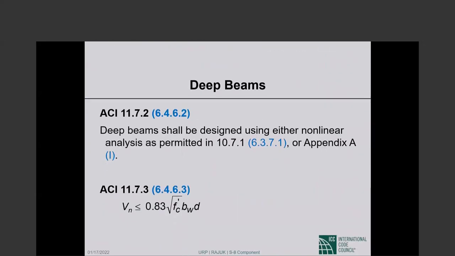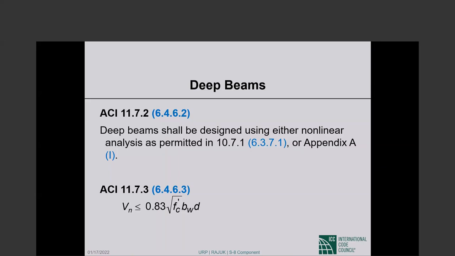Deep beams shall be designed using either nonlinear analysis as permitted in section such and such, or Appendix A, which is strut and tie model. So that's about all 318-08 tells you. Nonlinear analysis, because if it is a deep beam, plane sections don't remain plane anymore.